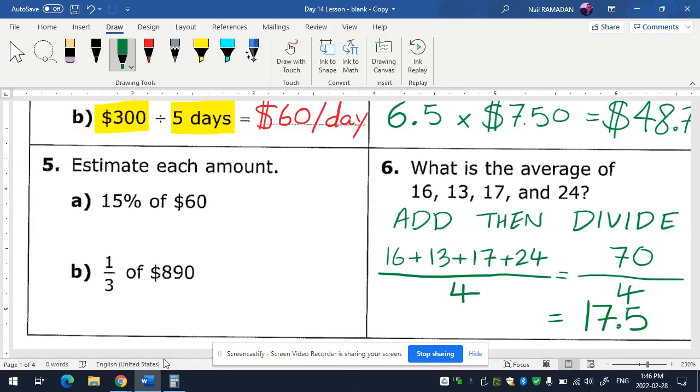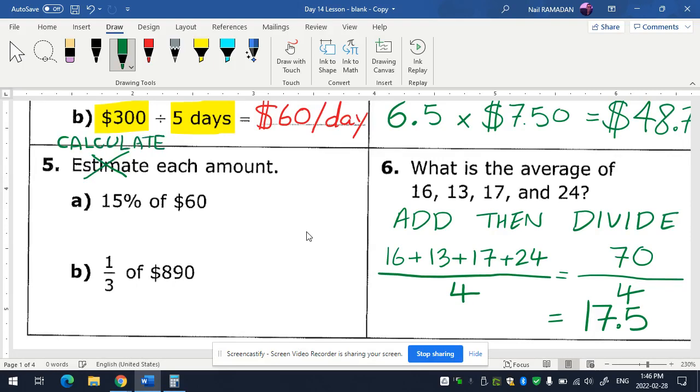Estimate. Okay, I want you to cross out the word estimate, and I want you to write calculate or find or determine. There's no need to estimate. We always have calculators here. So go ahead and write calculate.